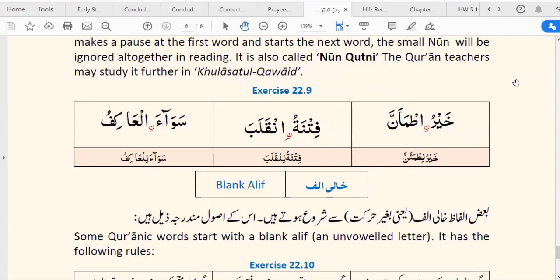Okay, so miniature noon is referring to this noon here in red. You can see it here, here, and here. And what this noon does, it acts as a link or a connector between two words.